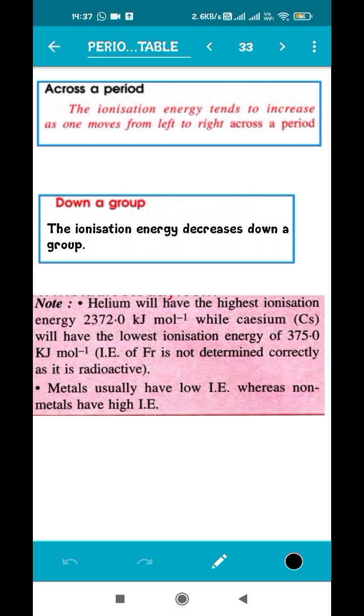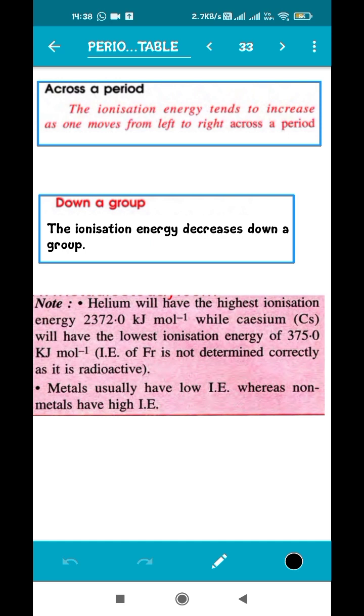But what about helium? As we know, noble gases do not react with anything, they are stable. So obviously, to remove an electron from a noble gas will be a great task. We have to apply a very high amount of energy. And out of all the noble gases, since helium is at the topmost position, it has a very strong nuclear pull also. So these two criteria add up to the high ionization energy of helium.